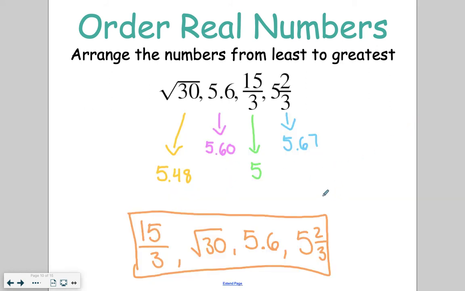So putting it in order from least to greatest, we've got 15 over 3, and then the square root of 30, and then 5.6, and then 5 2/3.